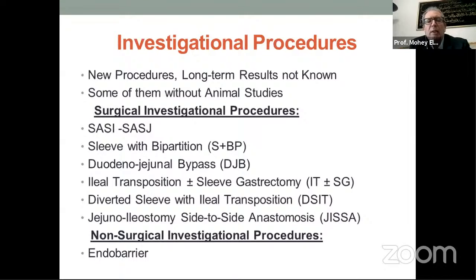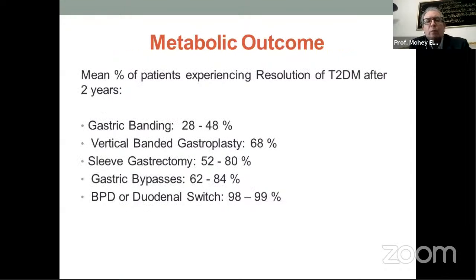The surgical include SASI, SASJ, sleeve with bipartition, duodenojejunal bypass, ileal transposition, either with or without sleeve gastrectomy, diverted sleeve gastrectomy with ileal transposition, and ileoileostomy, many new or innovative metabolic procedures. And we have non-surgical investigational procedures like EndoBarrier. Unfortunately, it was withdrawn because of the frequent occurrence of liver abscesses after insertion of the EndoBarrier.